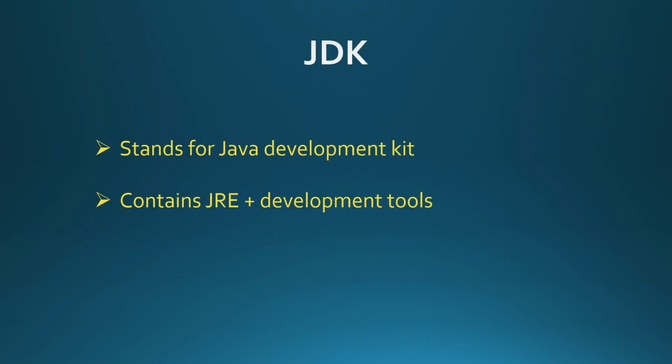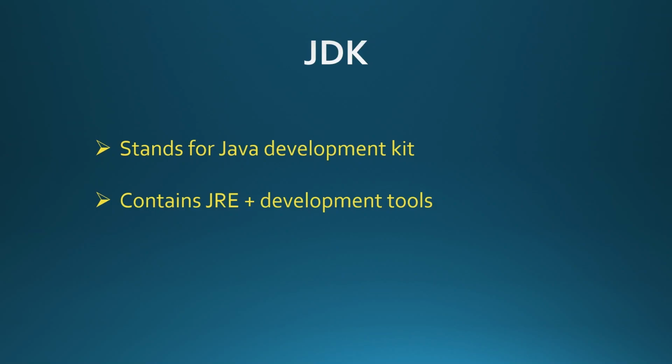JDK stands for Java Development Kit. What does it contain? It contains JRE, which we already discussed, right? JRE plus development tools like the compiler, debugger, Java tool and some document generators. If you want to develop a Java program, you must install JDK, which we did previously. In the previous session, we installed JDK to run our program.